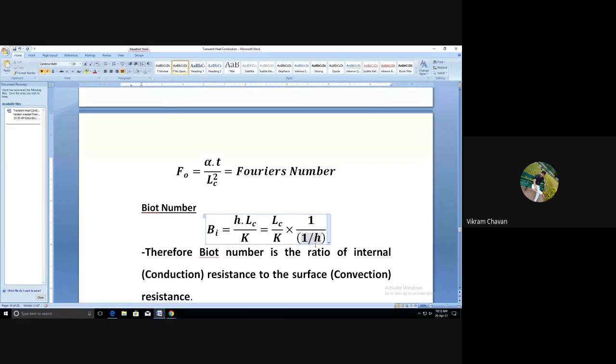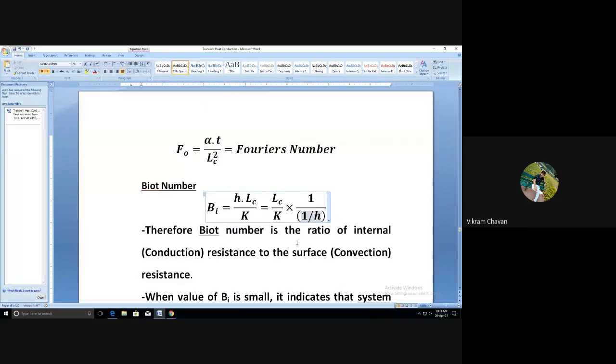Okay, and if the Bi value is small, we can say that the internal resistance is negligible and the temperature gradient in that particular solid is very small. Because of that, the temperature in the solid is very much uniform, so whatever heat transfer phenomenon happens will be dominated by the convective heat transfer only. Convective heat transfer resistance only, that is nothing but 1 upon h.